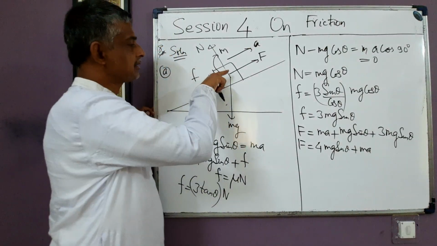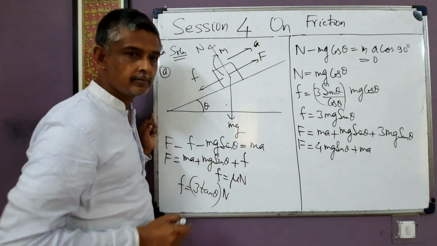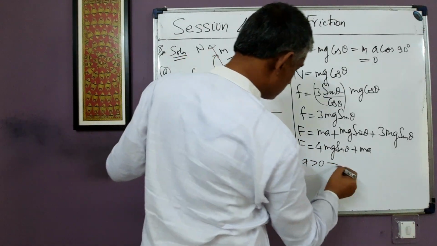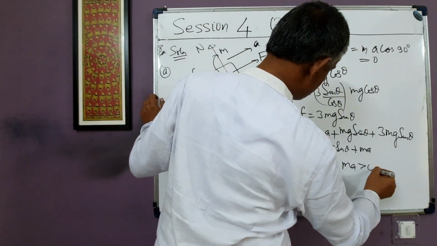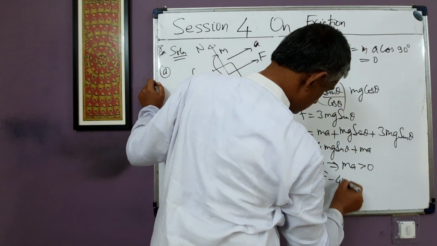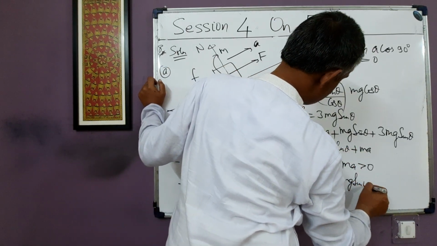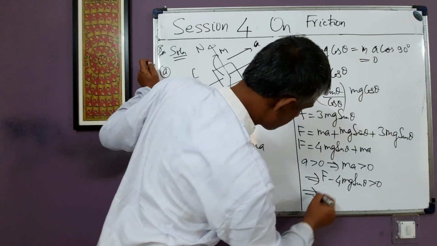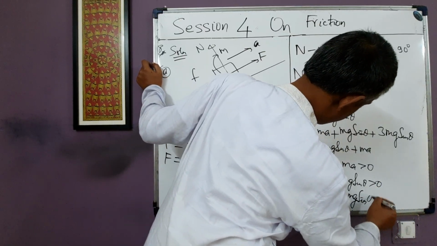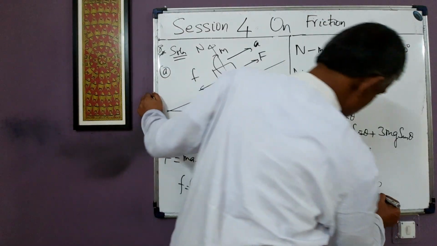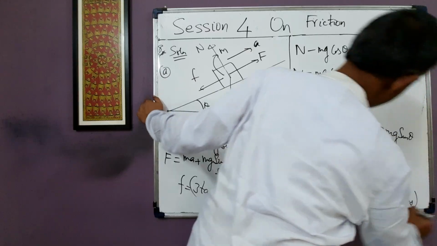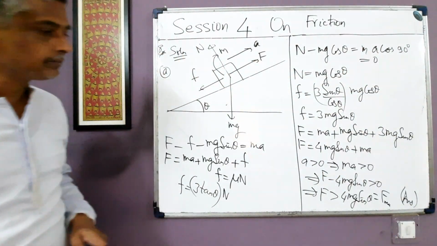Now we know the block is moving up the incline, so this means the acceleration of block A up the incline is definitely more than 0. This means ma is also more than 0. But from this equation, ma is how much? F minus 4 mg sin theta, which is more than 0. So F is more than 4 mg sin theta. This is the required minimum value of force F, so as to cause the block to slip up the rough inclined plane.